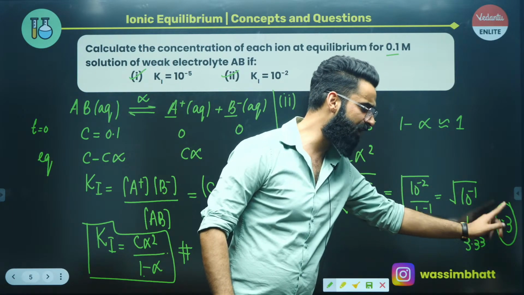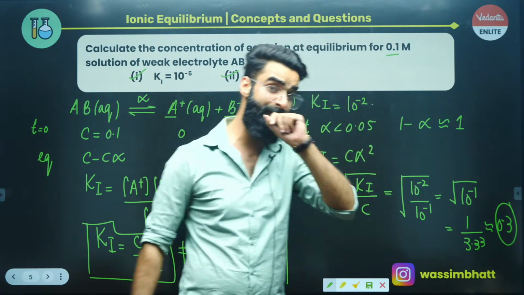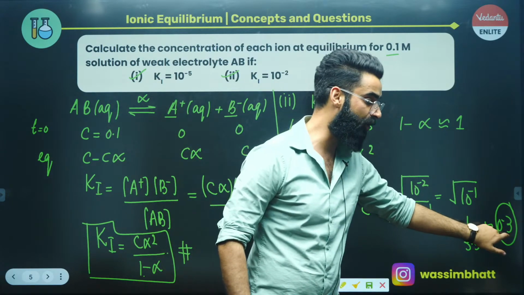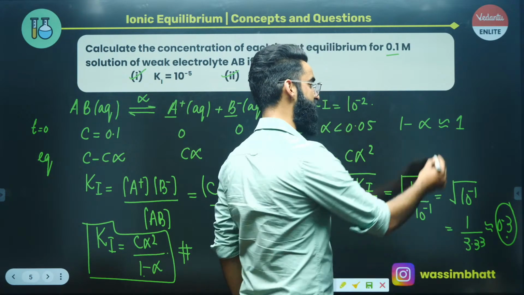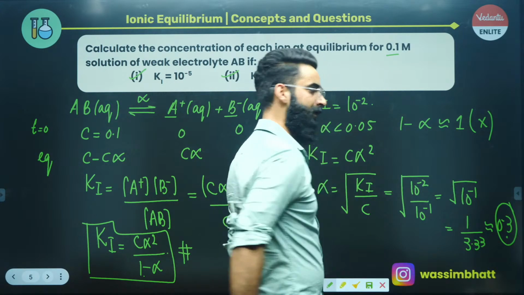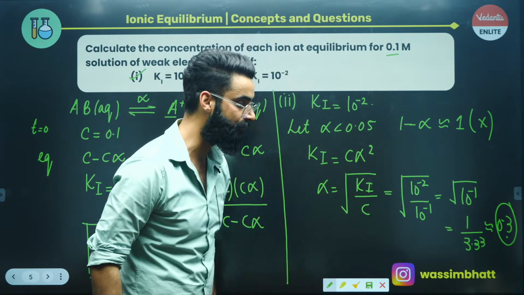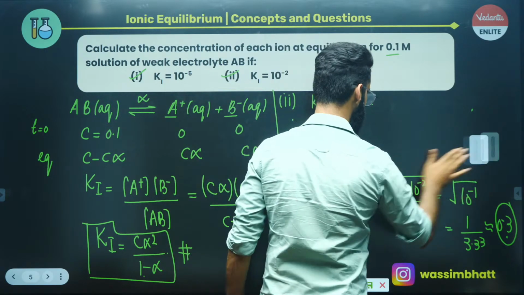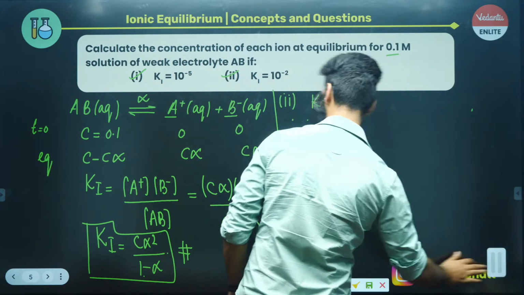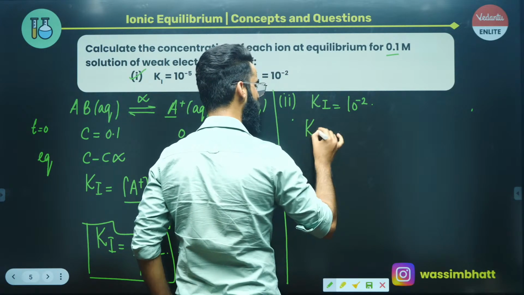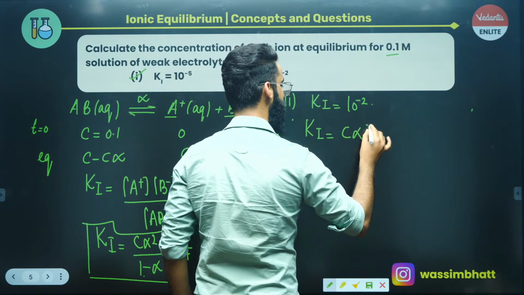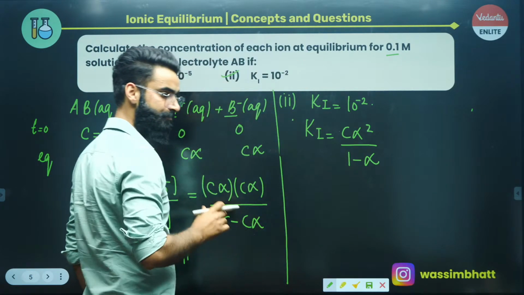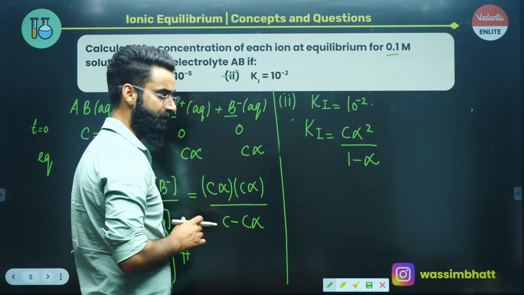Now, is this alpha coming out to be less than 0.05? What we assumed in the beginning was that alpha is less than 0.05. But alpha is not coming out to be less than 0.05. That means whatever assumption you made over here is wrong. You cannot neglect alpha in comparison to 1. So exactly what you'll be doing is writing the whole Ki expression as C alpha square divided by 1 minus alpha, because you cannot neglect alpha in comparison to 1, as you have checked.